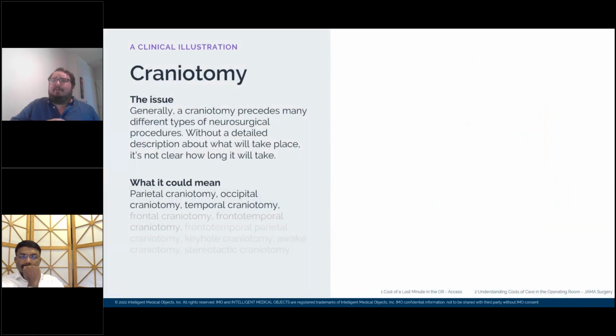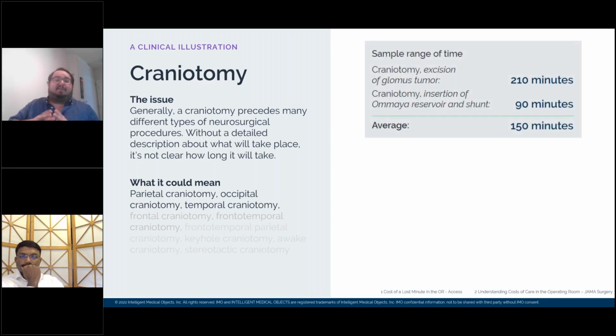So to dive into another example, another term that we often see being scheduled that we would think of as a bit of an overly broad term is craniotomy. Generally, a craniotomy precedes many different types of neurosurgical procedures. And without a detailed description of what's about to take place, you can't really properly calculate how long the procedure should take. So to give an example here too, we have some sample ranges of the time.